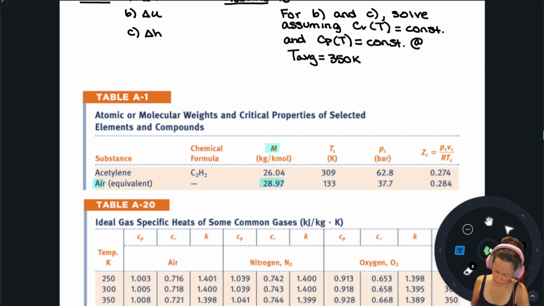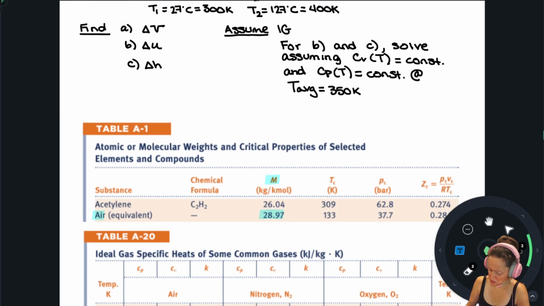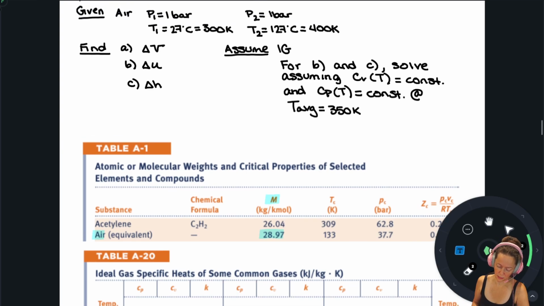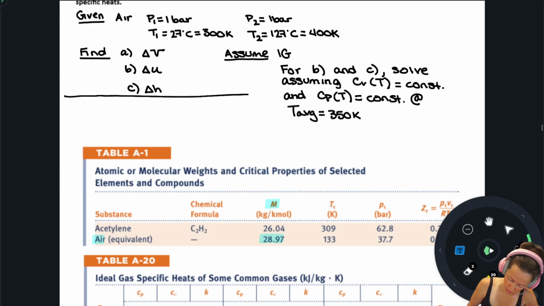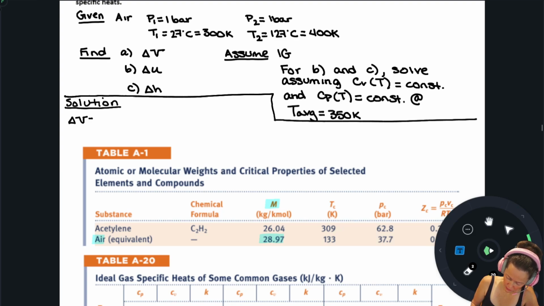Let's just leave it at that for now. So the change in specific volume, let's get that guy. So our change in specific volume, and maybe we'll actually solve it. I think we've got room right here. We'll go ahead and solve it right here. Solution. All right. So our change in specific volume, well, it's V2 minus V1.